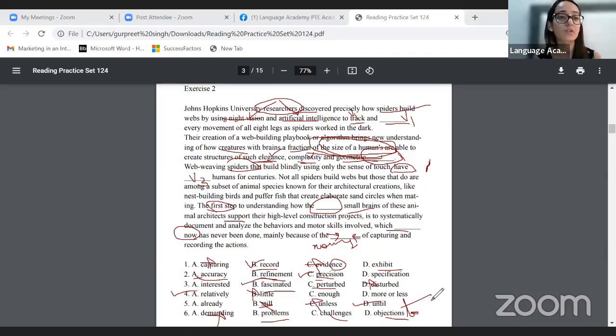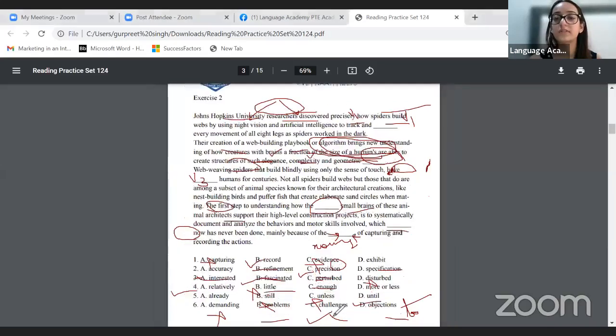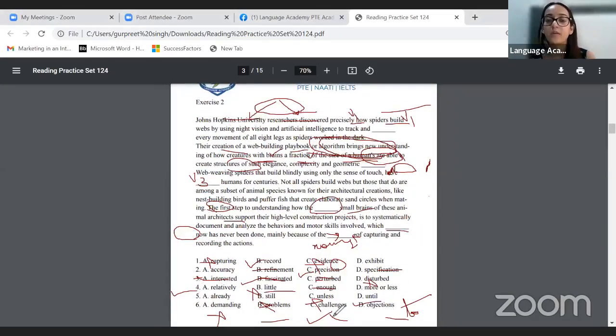We have to apply strategies. We have to find new technologies. We have to innovate something. So you have challenges and you have to solve those challenges, means the path is not very easy. That's how we use the word challenges. So we'll say why we haven't till now analyzed or documented the behaviors and motor skills, because there are challenges of capturing and recording.